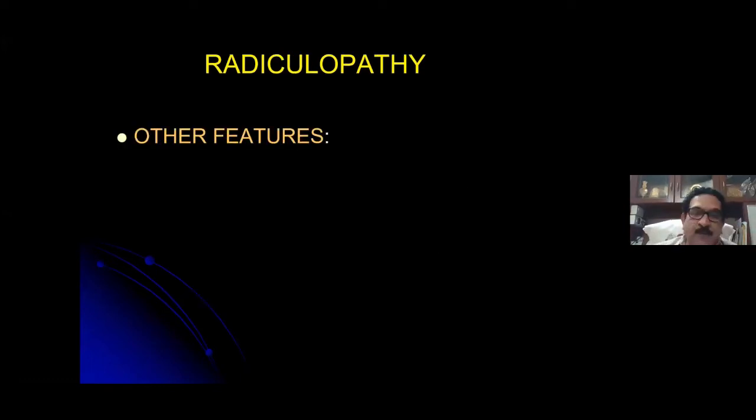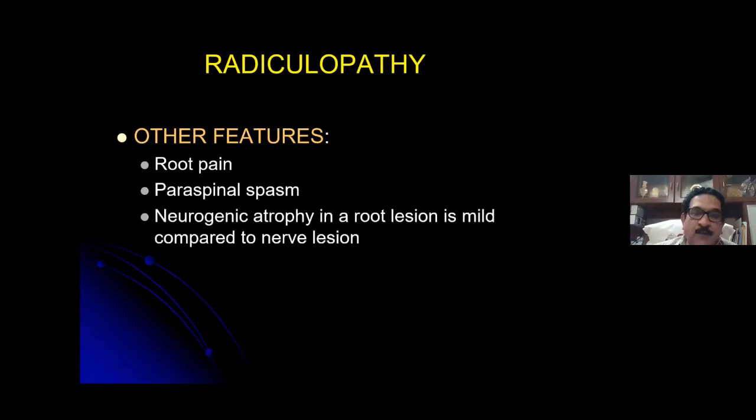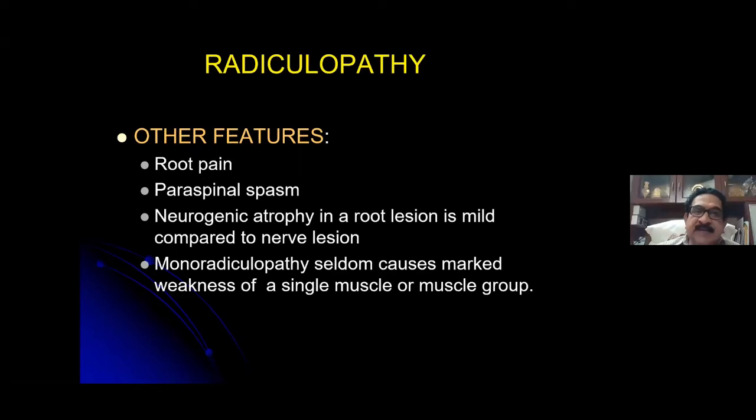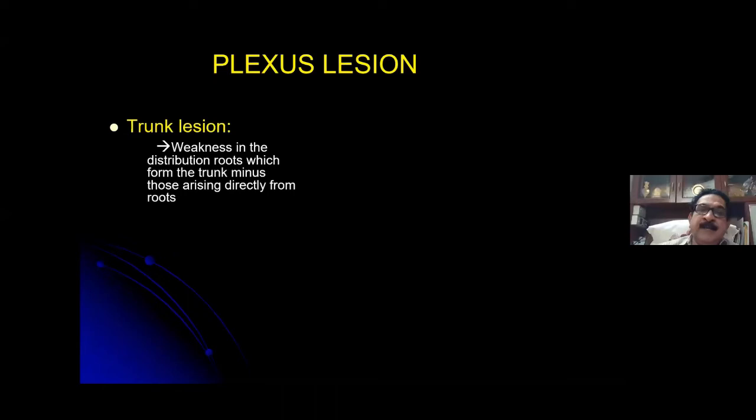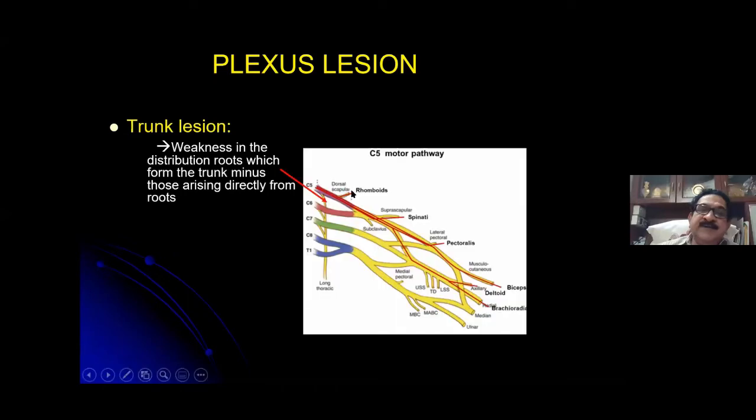We will not spend time on the other features. There may be more than one root supplying a muscle, so one root affection will not produce significant atrophy at all. Secondly, monoradiculopathy seldom causes marked weakness of a single muscle. For example, the dorsal scapular nerve is coming from the root, the long thoracic nerve is coming from the root, but not from the trunk.